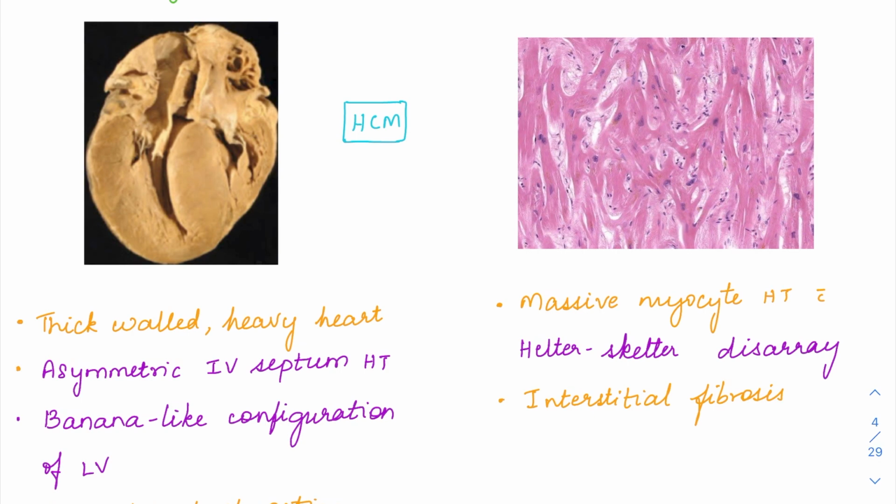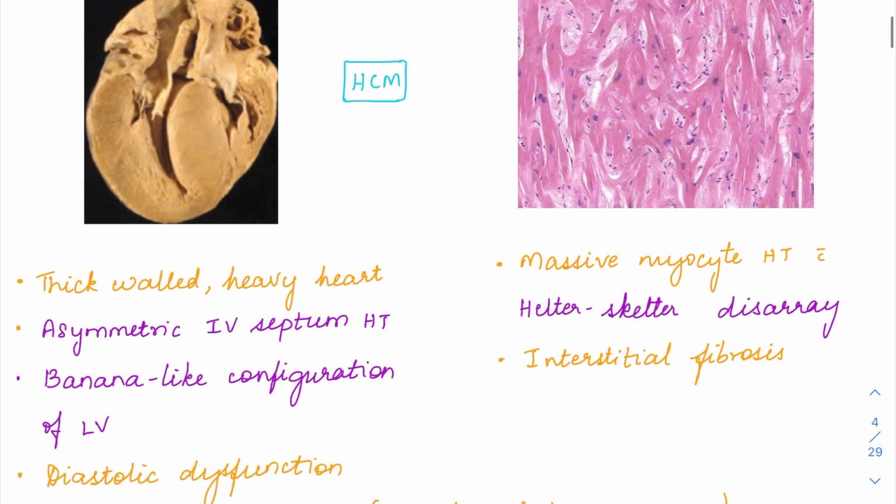Here again, the heart will be dilated. The heart will be enlarged. And the heart will be very thick walled. Unlike a DCM, here it is going to be thick walled. So the most important thing which we remember about hypertrophic cardiomyopathy is interventricular septal hypertrophy. And this septal hypertrophy is going to be asymmetric.